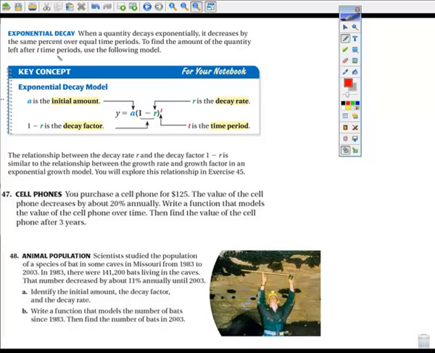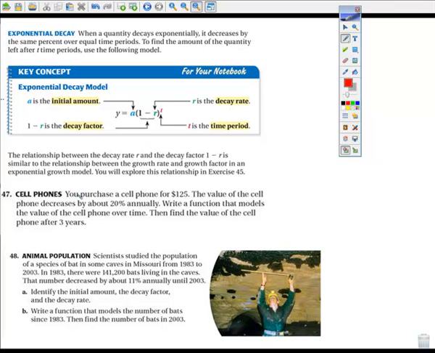All right, so here's the exponential decay model. When a quantity decays exponentially, it decreases by the same percent over equal time periods. To find this model, the only difference now is with the growth model, we had the initial value, we had the 1, but we had plus the decay rate. Now we're going to subtract the decay rate, and then it's still going to be to the power of t.